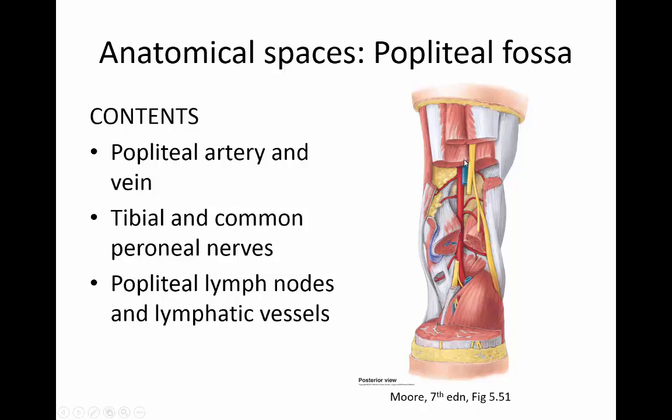And wherever we have superficial veins draining deep, we're going to have popliteal lymph nodes. Wherever we have vessels, we'll have lymphatic vessels as well. So these are all going to be contained in the popliteal fossa. As well as that, wherever we have anatomical spaces with empty space, the body's going to fill it with fat, and you can see that there.